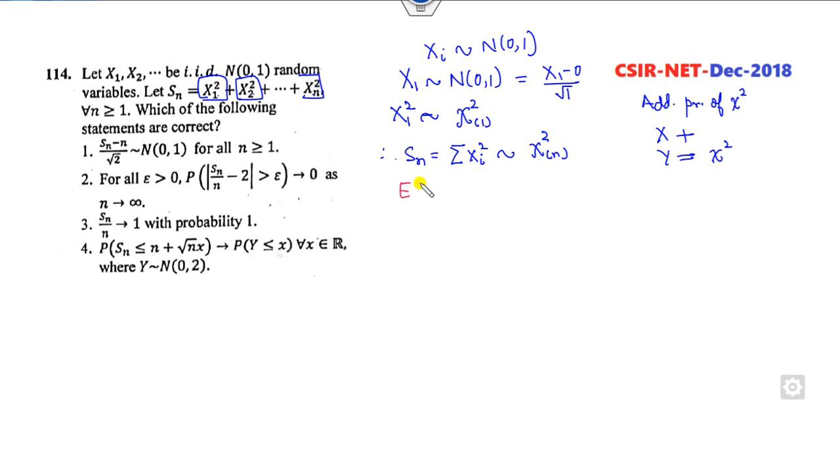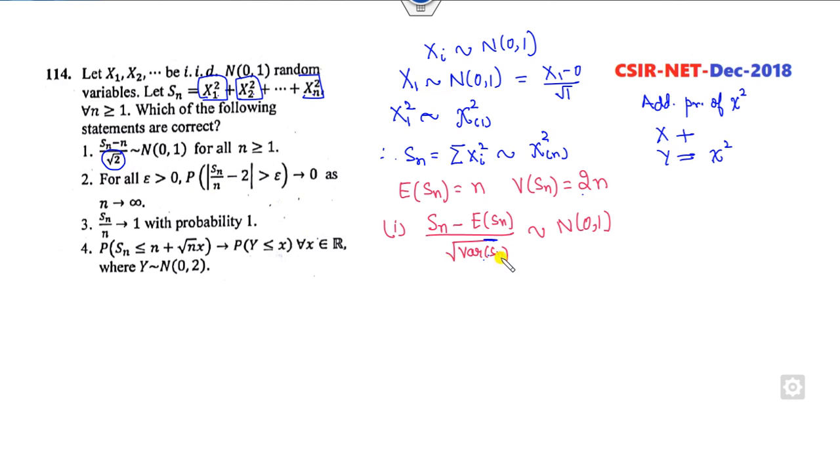So what is the expected value of the Sn? Once you have the chi-square, the expected value is n, and the variance is 2n. Now look at the first option. You can write this in terms of Z, Sn minus n divided by the square root of the variance of Sn, and it follows the normal distribution 0, 1. But the variance is 2n, so it should be the root of 2n, but that 2 is not there. This is n, but it is not there, so this option is cancelled out.